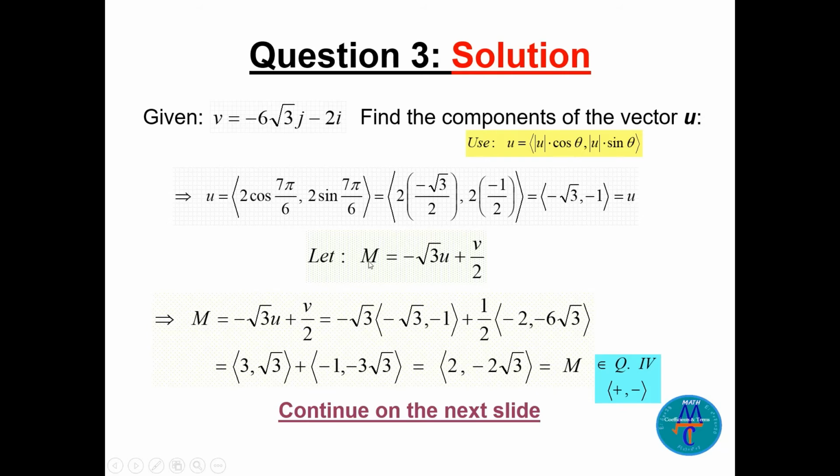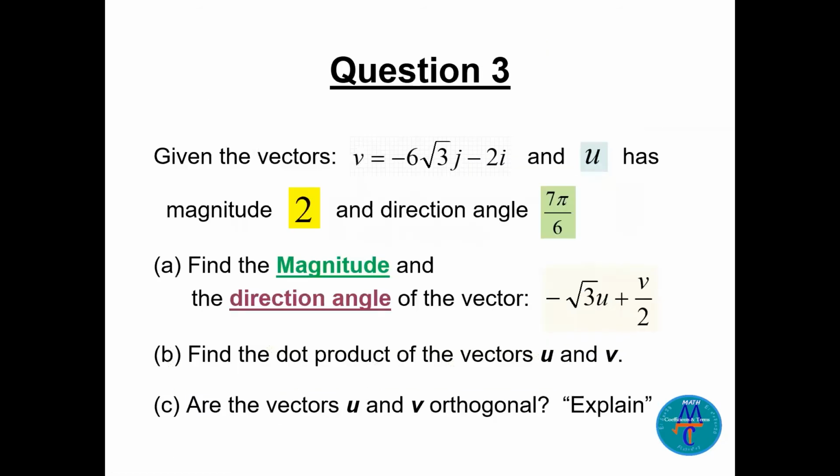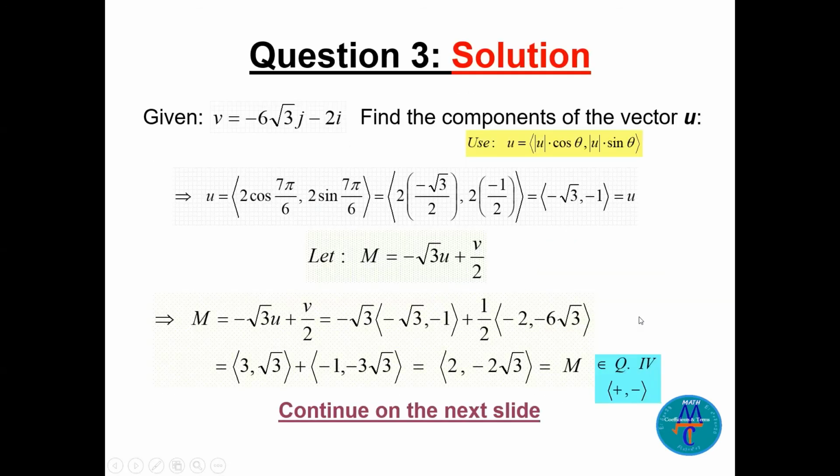Let's call capital M the vector minus square root of 3 u plus v over 2. This is given here. You can see that in the question. v over 2 means half times the vector v. Remember, v is minus 2 in the x component, minus 6 square root of 3. And here we multiply the u by minus square root of 3, and u itself is there.